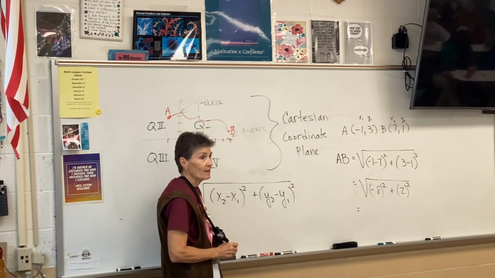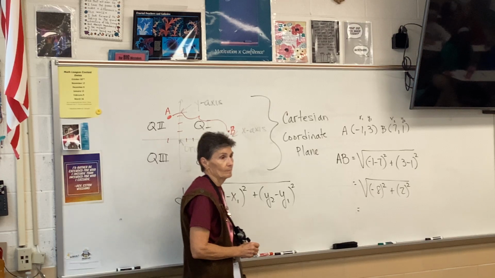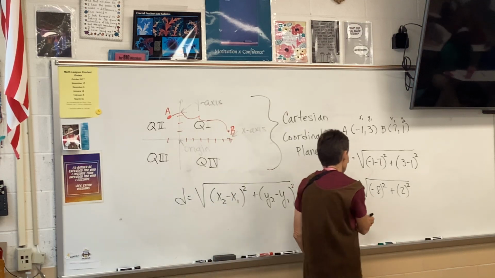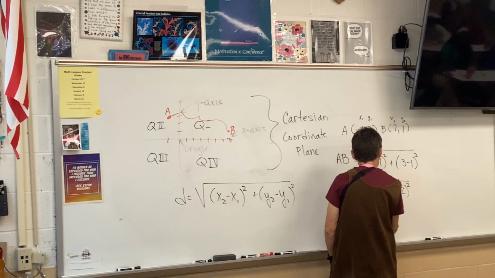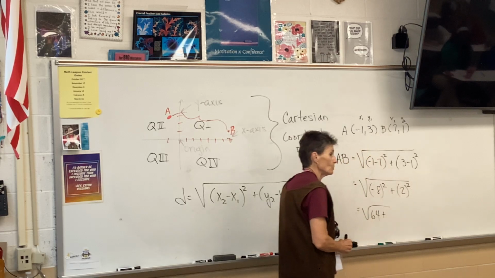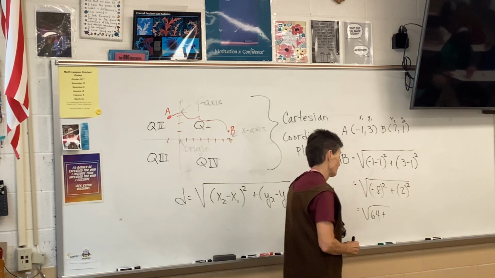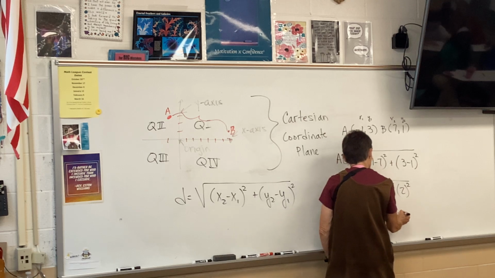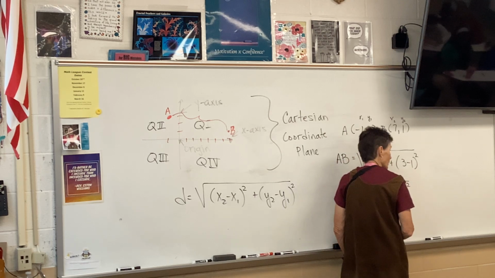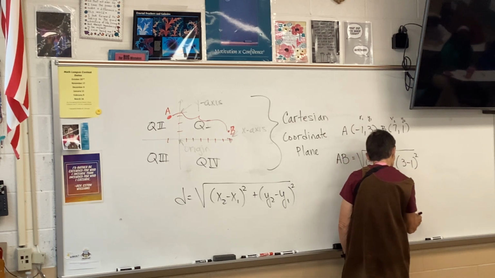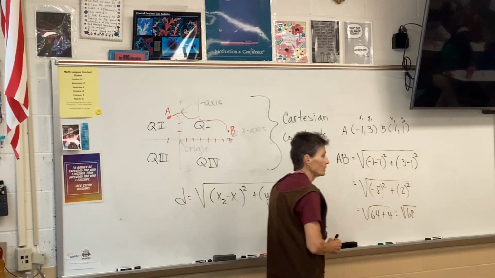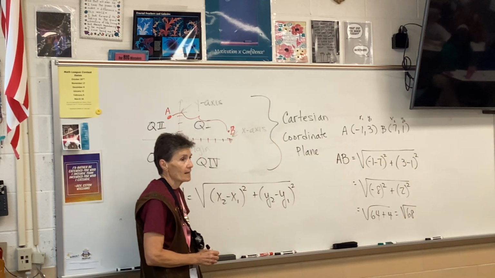What is negative 8 squared? Positive 64. And what is 2 squared? 4. 64 plus 4 is 68. We have the square root of 68.